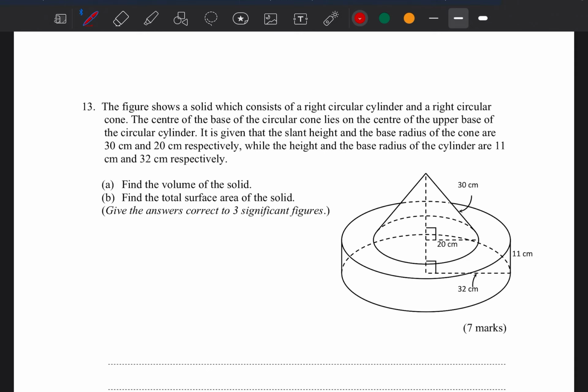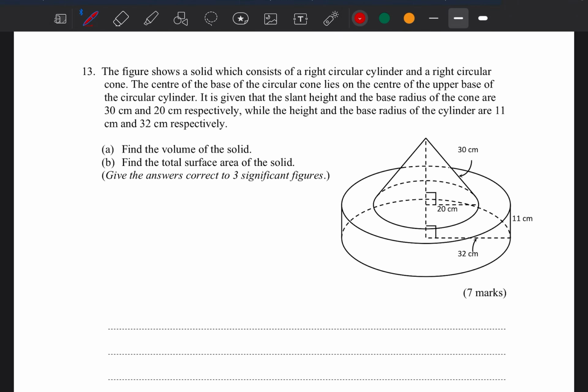So here it comes to the last question for your mensuration. Here you can see that in this figure you got a cone and a cylinder. So you have to know how to find the volume of the cylinder and the cone, because the first question asks you to find the volume of the solid. In order to find the volume of the solid, we have to look at it.